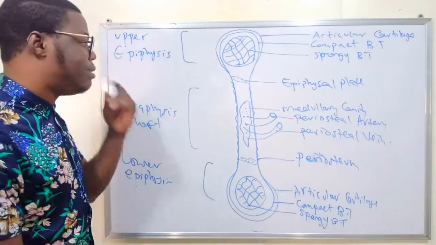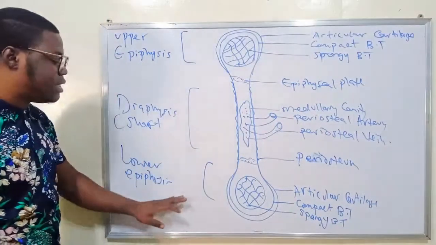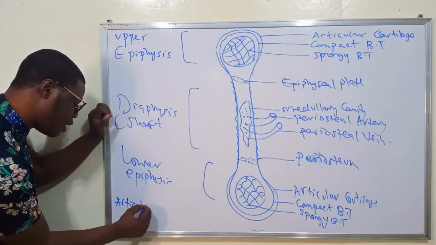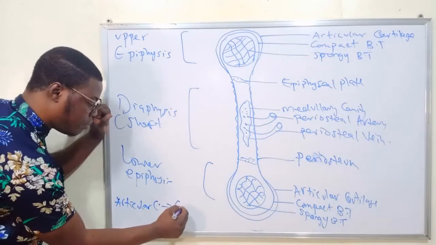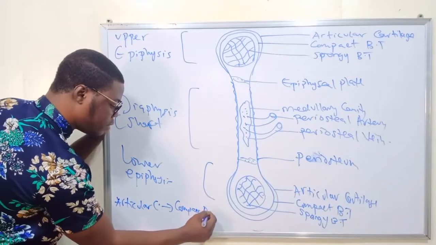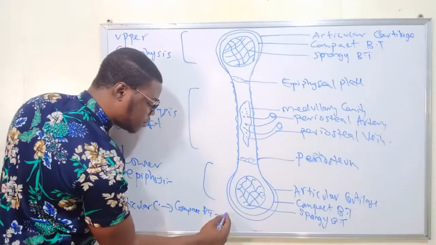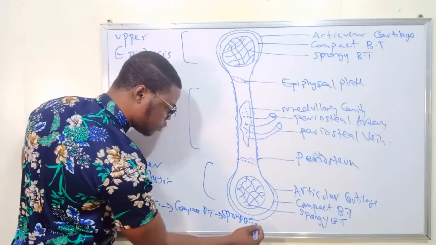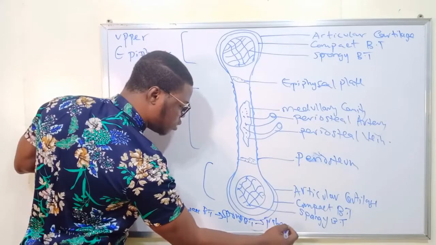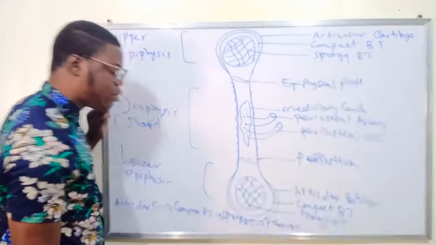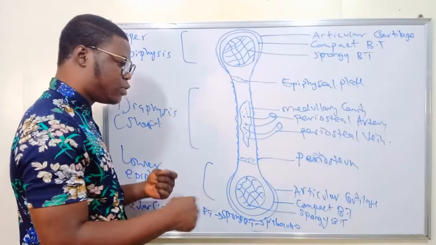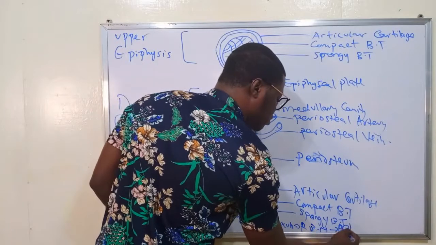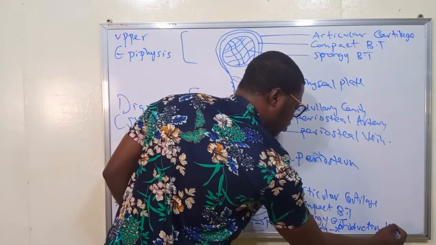So a quick recap now. But let me just give you a kind of cheat. For the upper epiphysis and lower epiphysis, always put this trend in mind. Articular cartilage, then the compact bone tissue, then the inner spongy bone tissue, and from there to what? Trabeculae, and from trabeculae, red bone marrow, and then production of what? Production of blood cells.